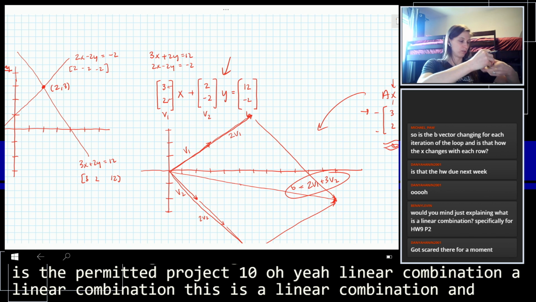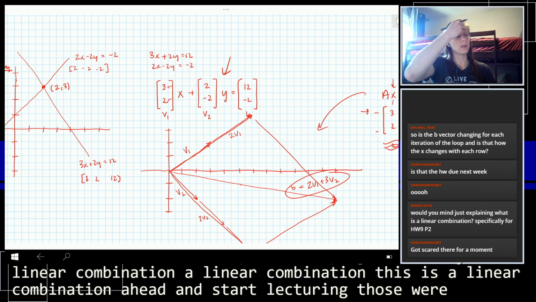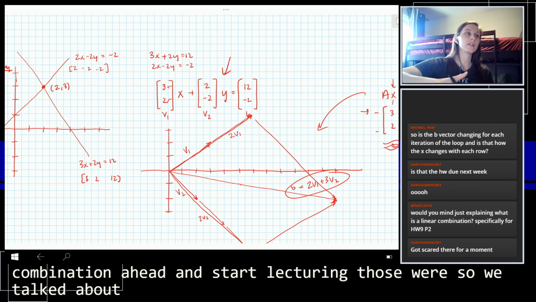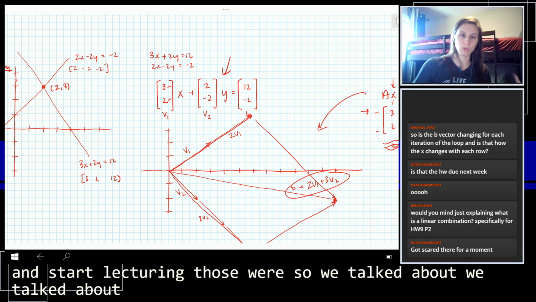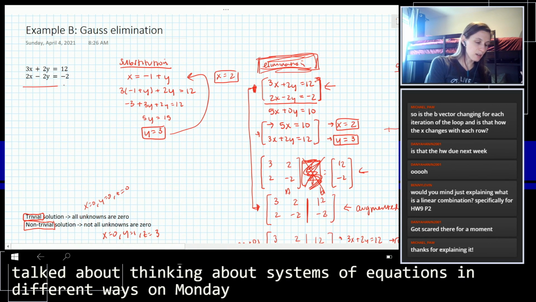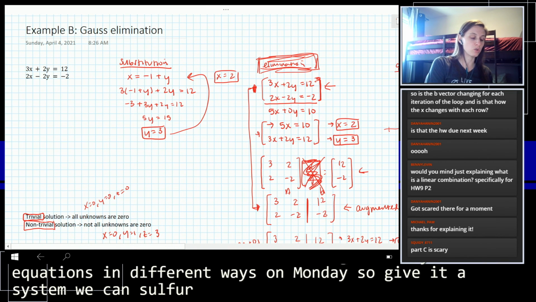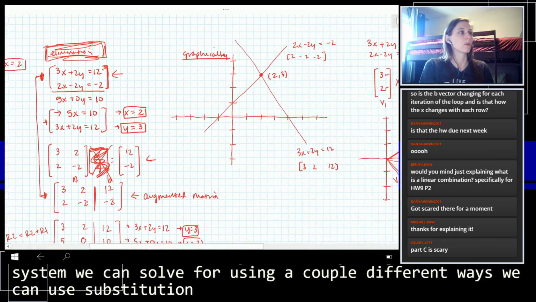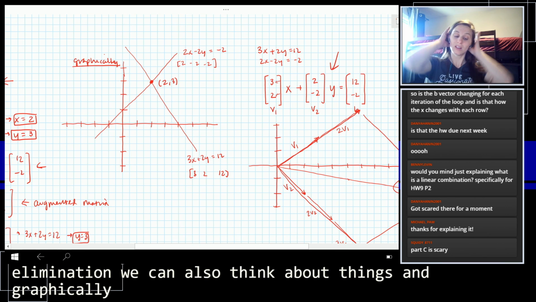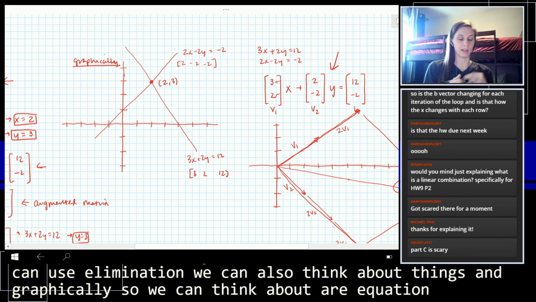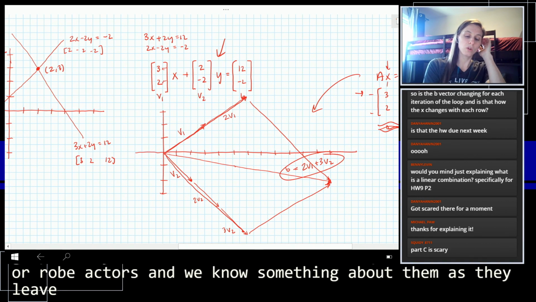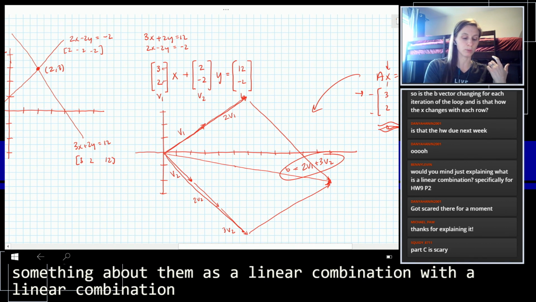let's go ahead and start lecture, because it's time to start lecture. So we talked about thinking about systems of equations in different ways on Monday. Given a system, we can solve for it using a couple different ways. We can use substitution, we can use elimination. We can also think about things graphically. So we can think about our equations as lines or row vectors, and we can also think about them as a linear combination, which is just a scalar times a vector plus a scalar times a vector.